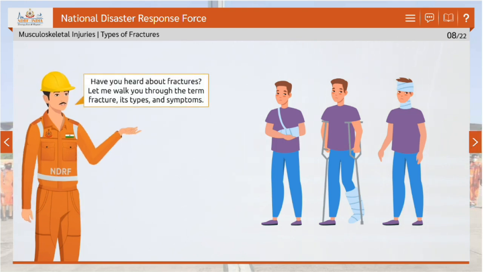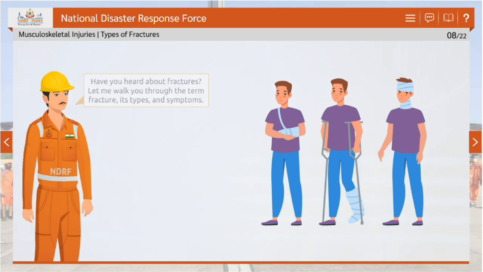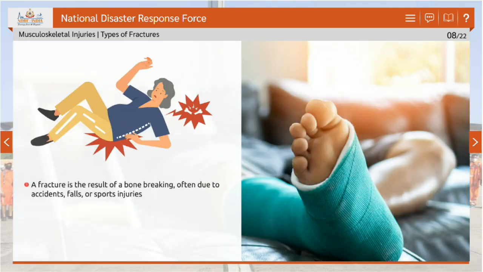Have you heard about fractures? Let me walk you through the term fracture, its symptoms, and types of fractures. A fracture is a break in a bone. Fractures commonly occur because of road accidents, falls, or sports injuries.